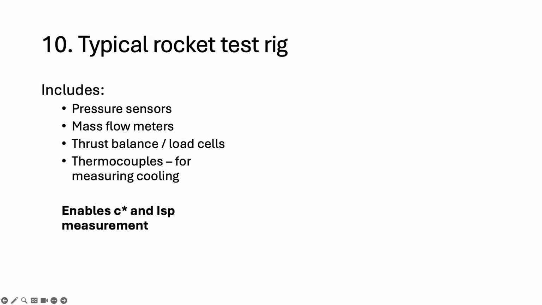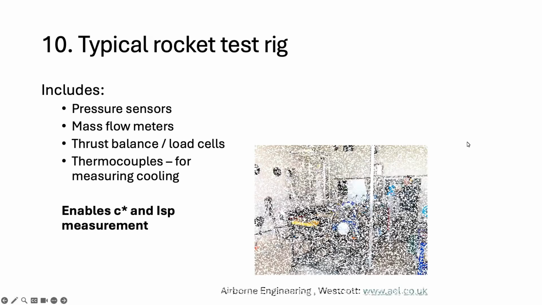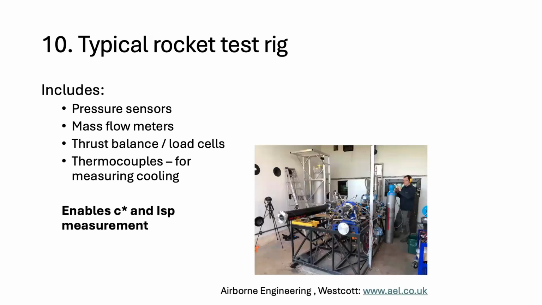Here's a typical rocket engine test rig. This is Airborne Engineering at Westcott, who are one of the most experienced companies in the UK at testing rocket engines for a wide variety of customers. They've actually got two rocket engines set up on the test stand there. There's a hybrid rocket engine, the long black cylinder on the left, and there's a bipropellant liquid rocket engine, the short stubby grey cylinder on the right. And they won't test both of those at the same time, but they can be tested on the same stand.